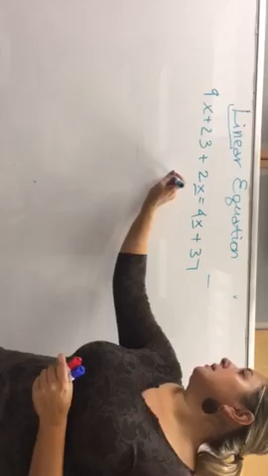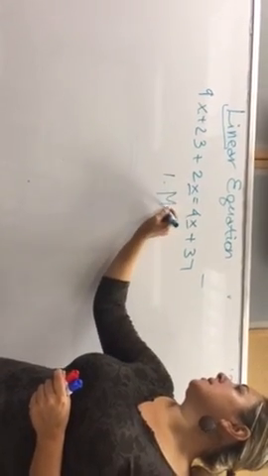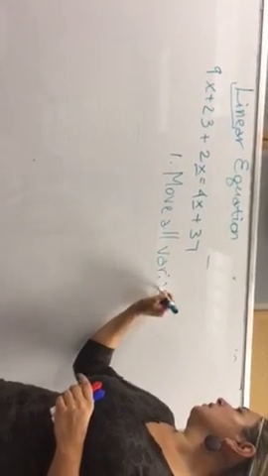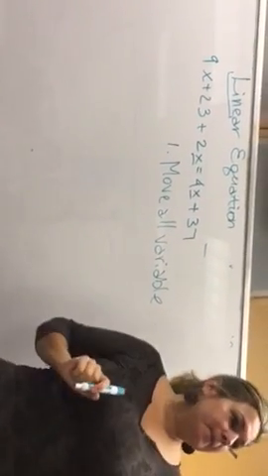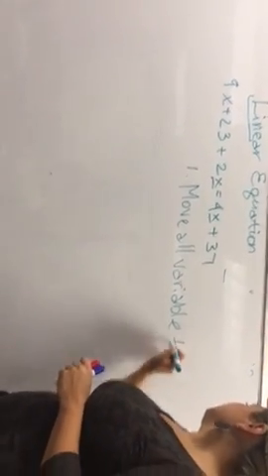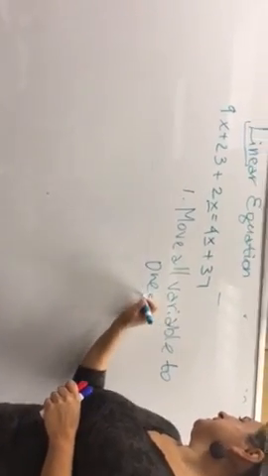Remember the step 1 that I taught you. Move what? Variables. All variables. Very nice. Where? To the left? Nope. To the right? Nope. To one side. David said that. To one side.